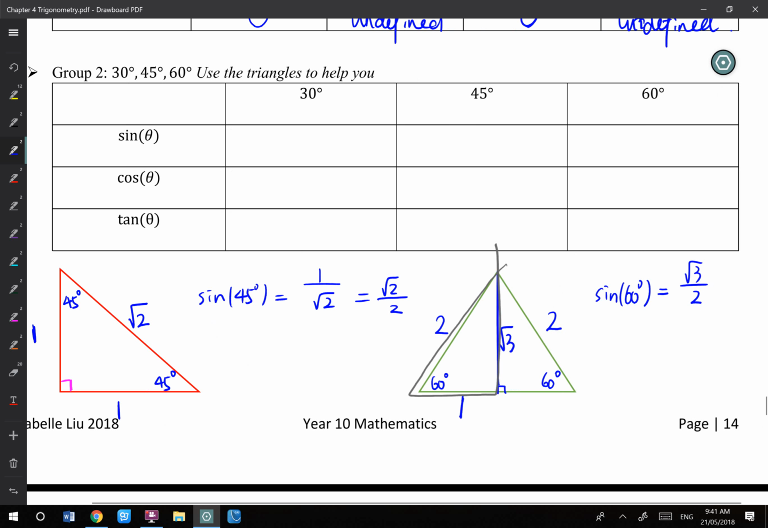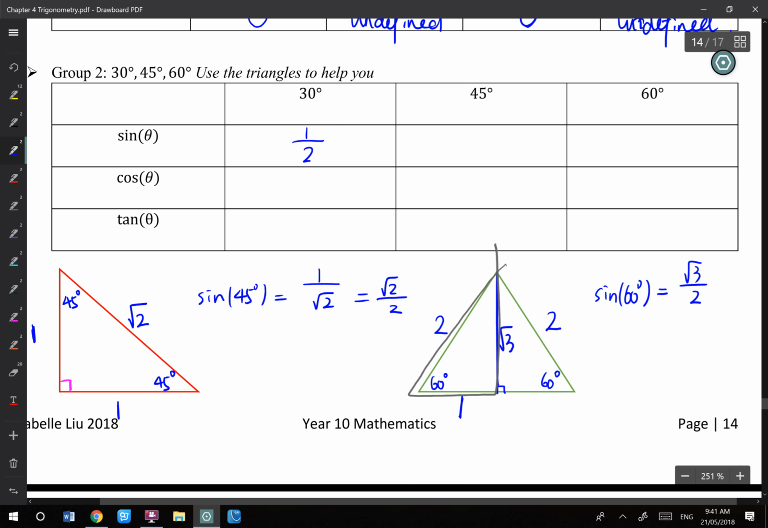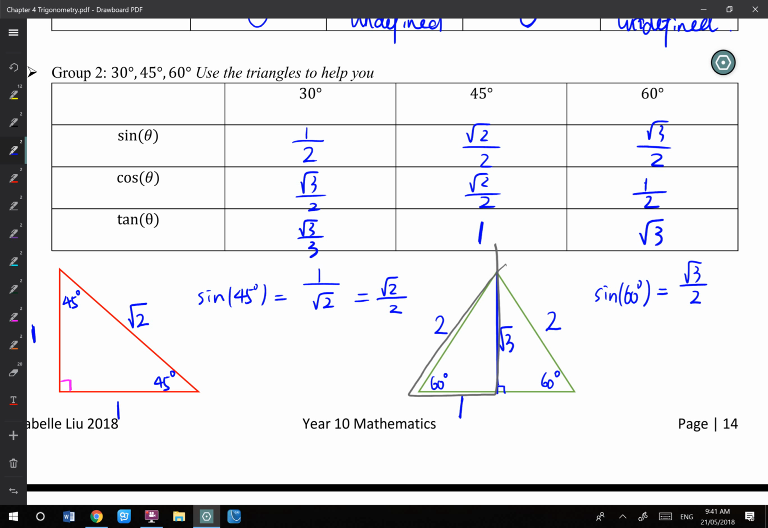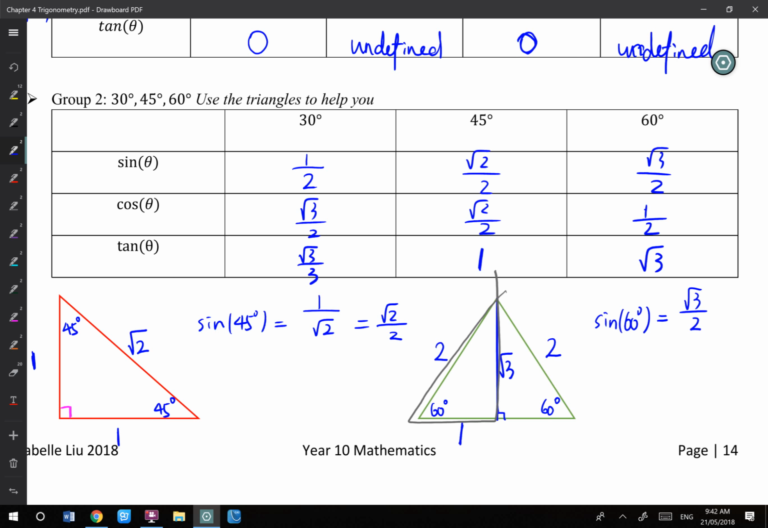So the values we have here are 1/2, √2/2, √3/2. The second row we have √3/2, √2/2, and 1/2. And I have 1 here, √3 here, and √3/3 here. So just check your values. Do you have the correct table? Just to let you know, you will be required to memorize these values in VCE.